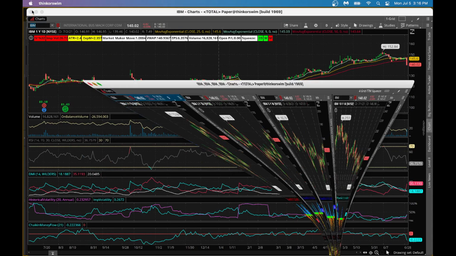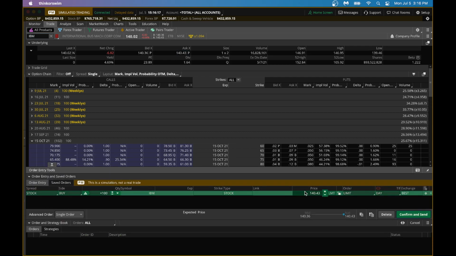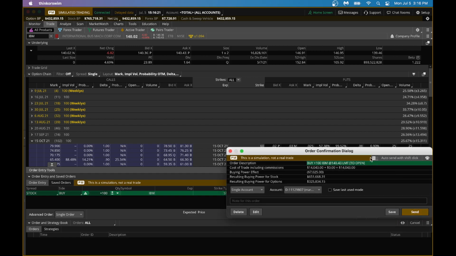So with that, now let's go into trade chart here. As you look at the option chain here, if you're a stock person and not an options person, you could initiate a buy position here. You could buy some stock here at 140.443, confirm and send. You will end up paying around $14,000, which is good if you want to go long.